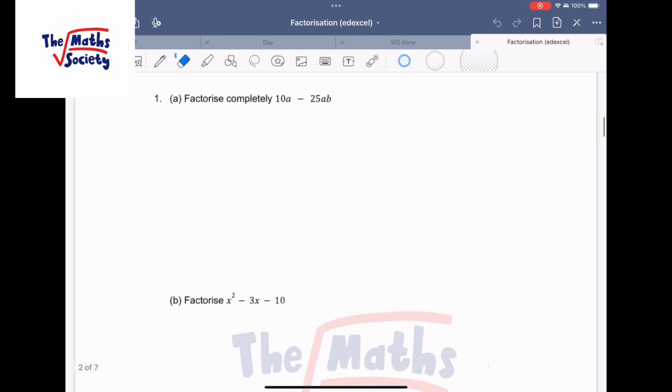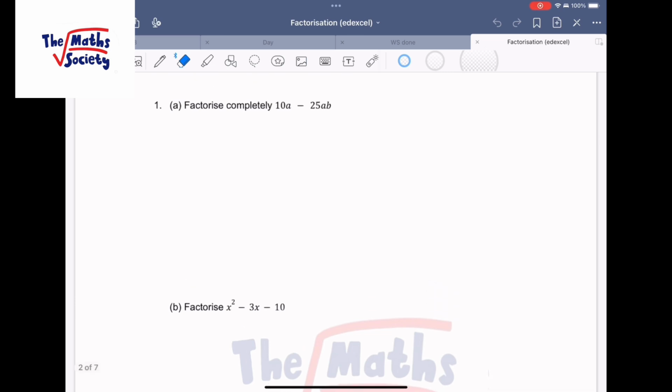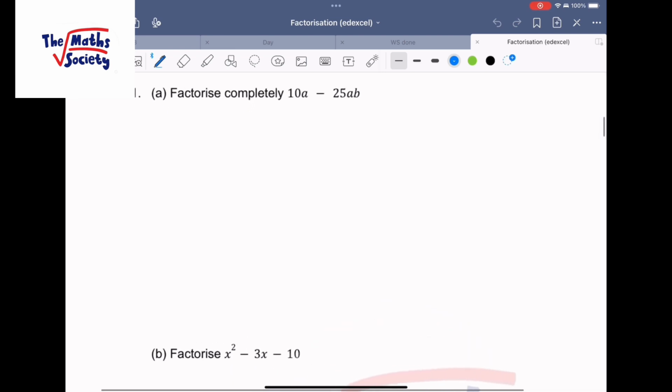So moving on to the first question, it says factorize completely 10a minus 25ab. So we do know that we need to take out the common term. Here we can see that 5 is a common term and a is a common term, right? So if we take out 5a, we would be left with 2 from 10, we don't have a anymore in there, and 5 from 25, and we do have b, so your factorization answer will be 5a bracket 2 minus 5b.